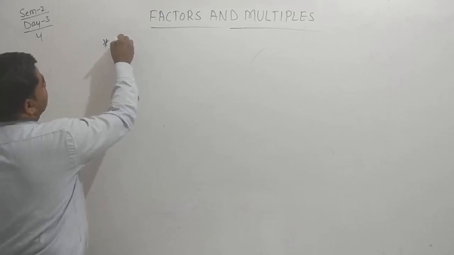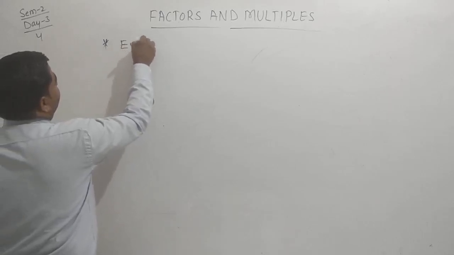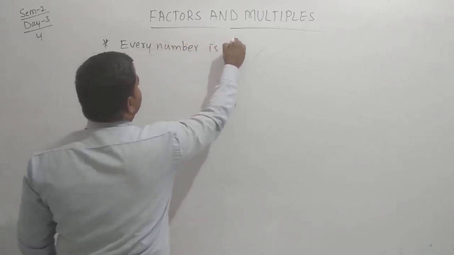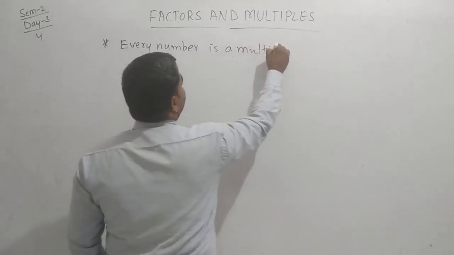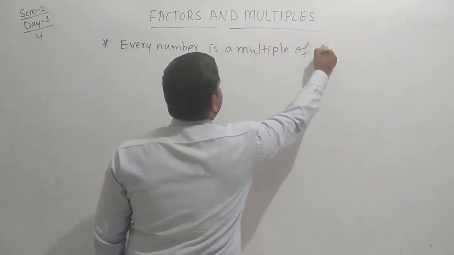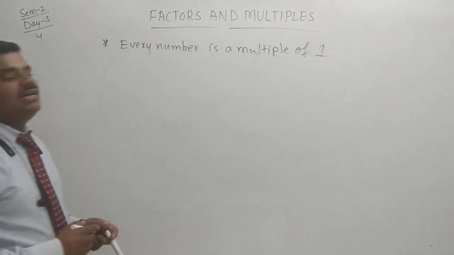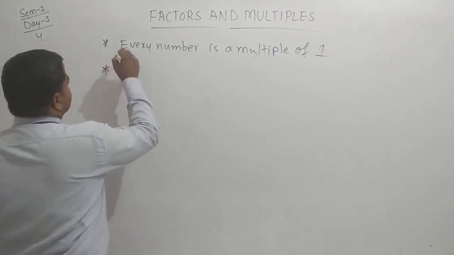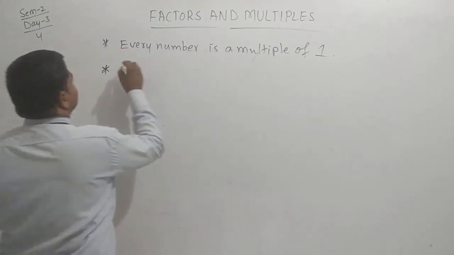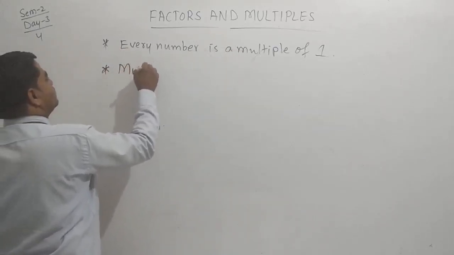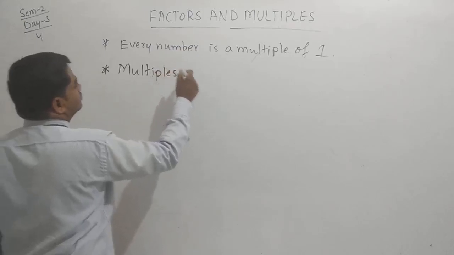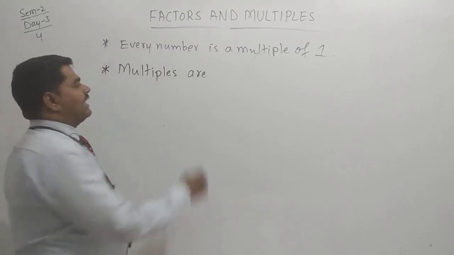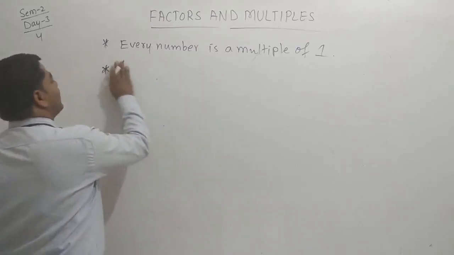Here, see the important points. First, every number is a multiple of 1. We should remember every number is a multiple of 1. Next, you can write multiples are infinite. Every number has infinite multiples.